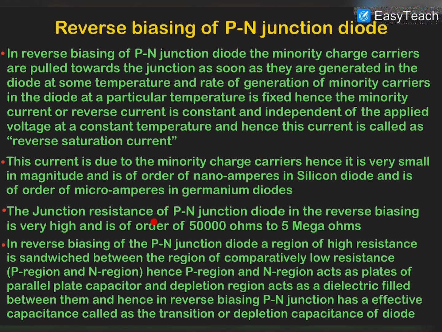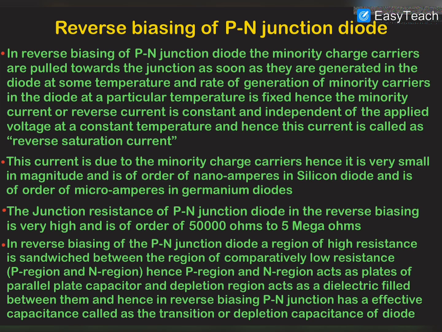I have already told you that the resistance offered by the PN junction diode in the reverse biasing is of the order of 5000 ohms to 5 mega ohms. Now, this is a very important thing to note: we know that the junction offers a very high resistance in the PN junction diode in reverse biasing, and the P region and N region offer a comparatively low resistance. So we can say that there is a high resistance region, which is the depletion region, and this region is sandwiched between two low resistance regions.